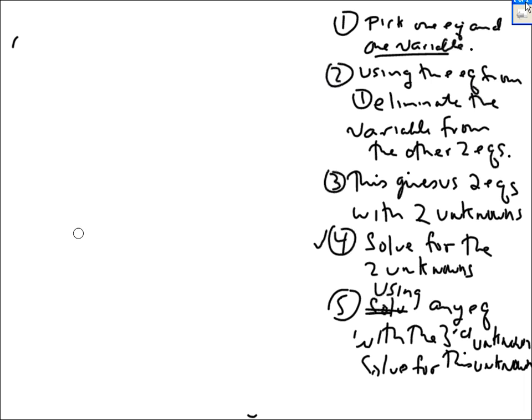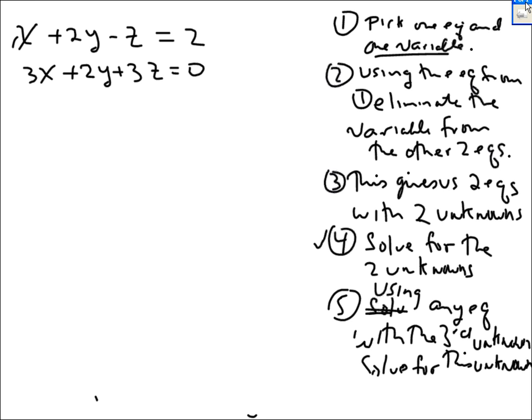Try another one. x plus 2y minus z is 2. 3x plus 2y plus 3z is 0. x minus y plus z is 0.